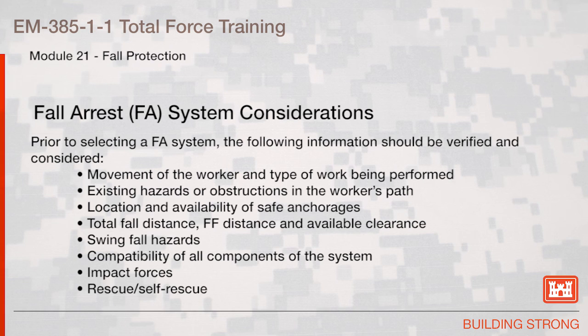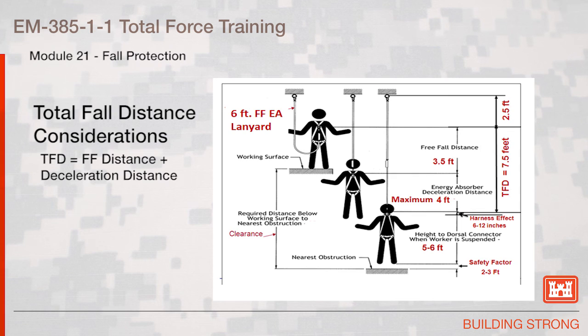The total fall distance considerations. Total fall distance is equal to the free fall distance and the deceleration distance. This figure shows the information needed in calculating fall distance. In this situation, using a 6-foot free fall energy absorbing lanyard attached to a point above the worker standing on the working surface.